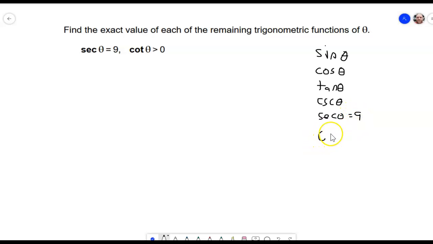And the cotangent of theta, so that should be all 6 there.